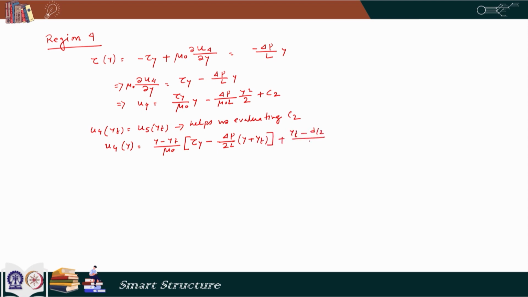minus d by 2 divided by mu 1 multiplied by tau I plus mu 0 minus mu 1 into gamma t dot plus y plus d by 2 multiplied by minus del p by 2 L. Now, that becomes our expression for u 4 y, and then we know that y t is equal to mu 0 gamma t dot multiplied by L by delta p plus tau I multiplied by L by delta p.